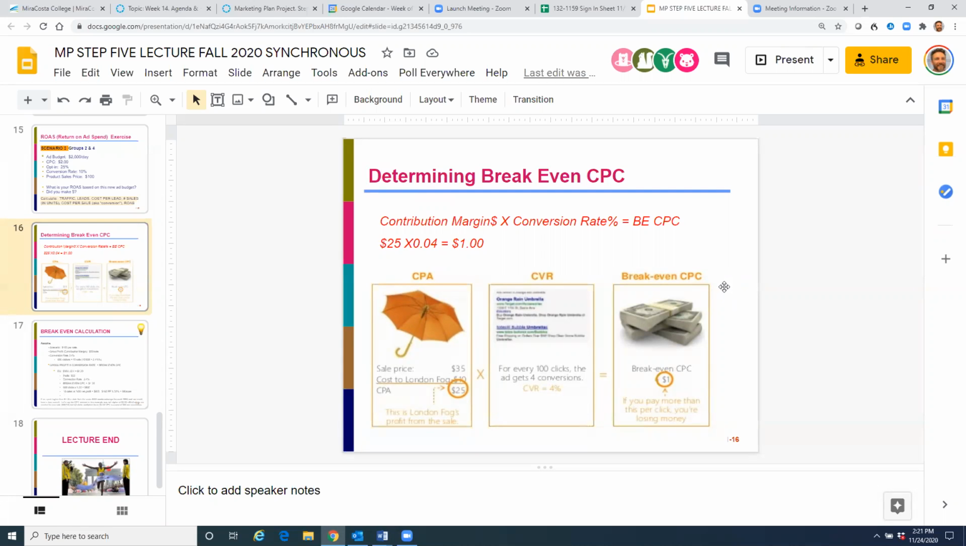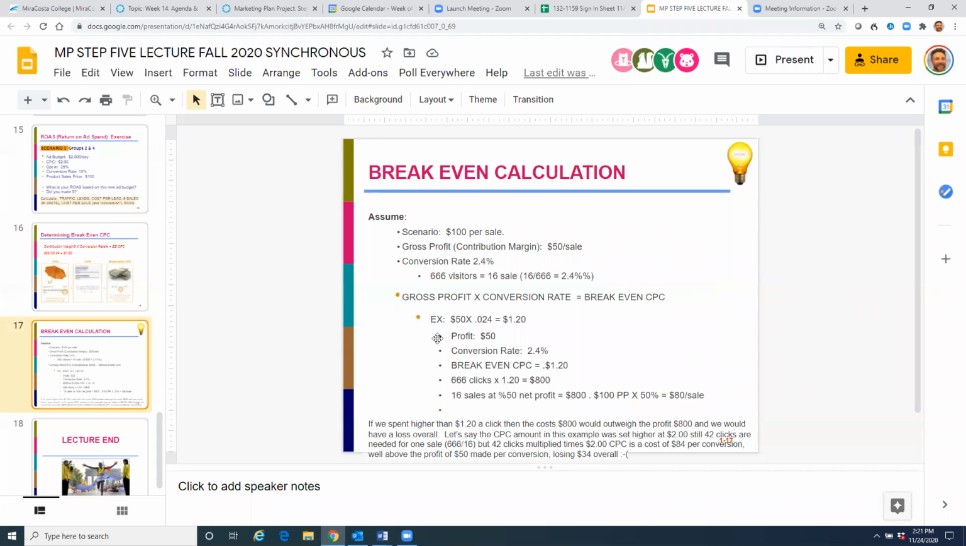So this is not required. This is a little extra sidebar piece if you want to geek out on numbers and go further. But it's a good thing to know. You can figure out what a break-even cost per click is, and then you know not to pay more than that. And I have a sample here that you can look at as an example.